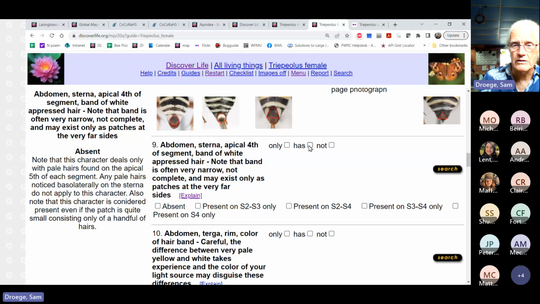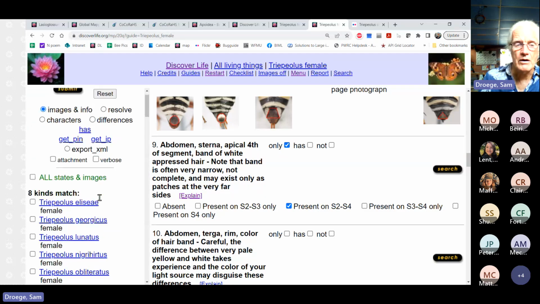So if we go in and look at something that has only, so the categories are none. We won't show that because the absence is easier to illuminate than the presence. So presence on segments 2 and 3, present on 2 through 4, present on 3 to 4, and present on 4 only. So you have all these different categories. We'll do one that should have them on a bunch of them.